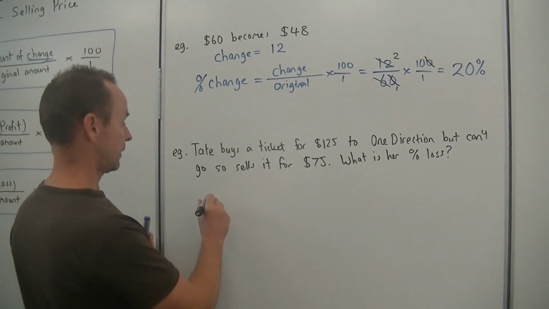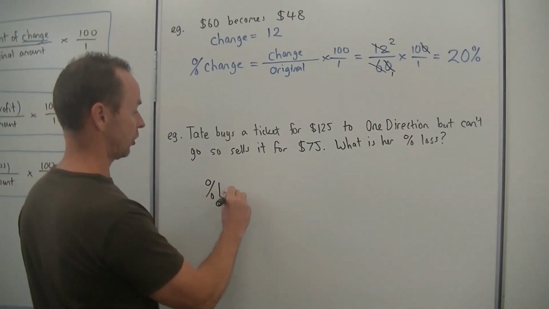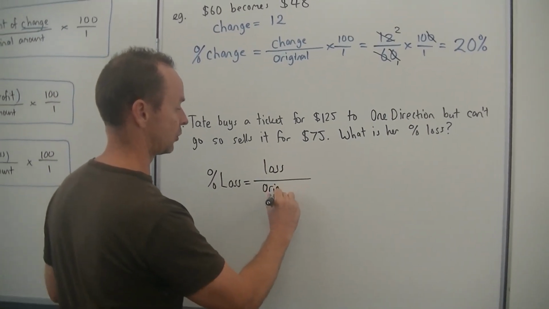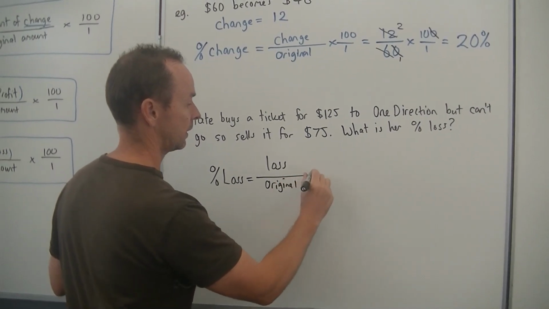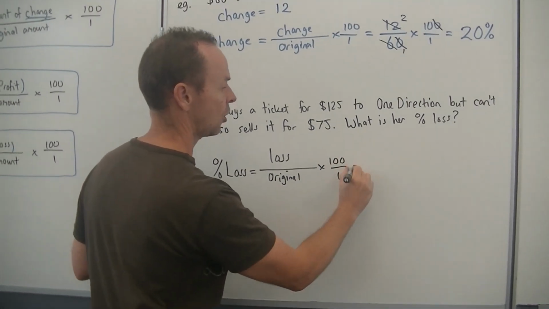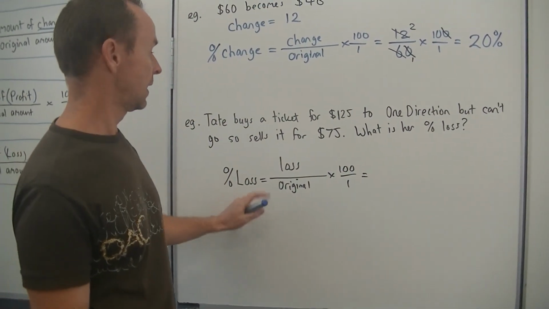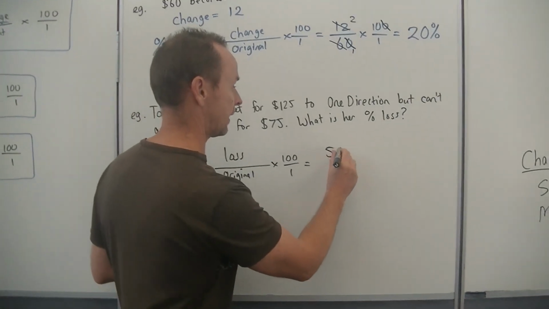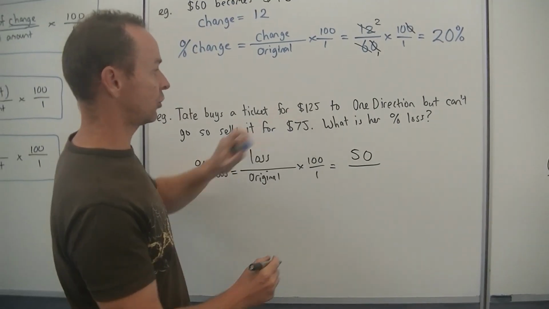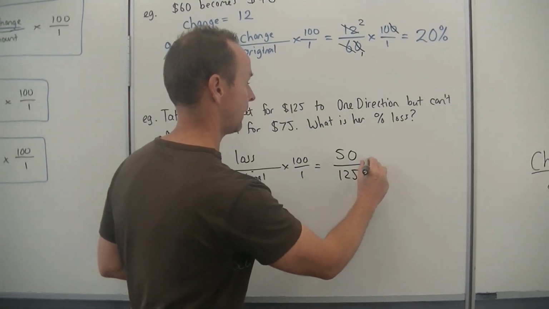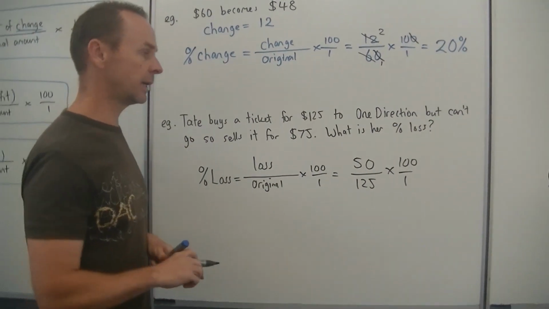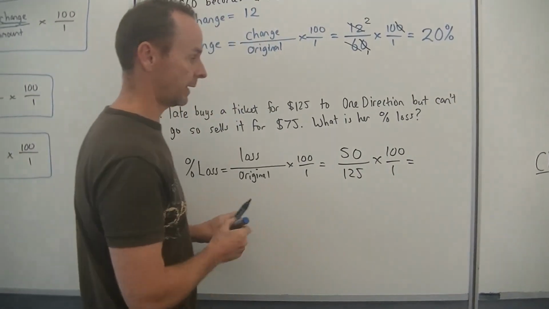So let's write down the formula. Percentage loss is equal to the amount of loss over the original amount times by 100 over 1. Always write the formula first. So her amount of loss, she lost $50, so hopefully you can see that. So $50 over the original amount, which is 125, times by 100 over 1. What are we going to do? Yes, of course, we're going to simplify again.